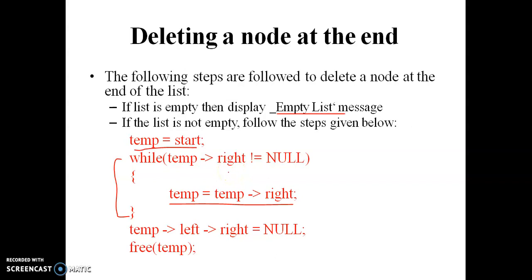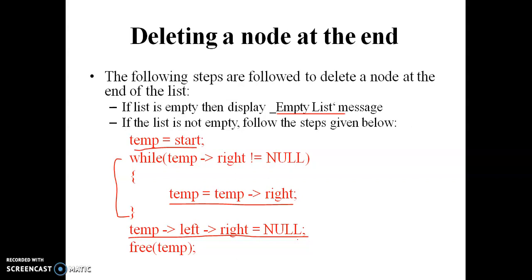Whenever the current node's next node is null, that is nothing but the current node's next node is the last node. Then you make the current node the last node, and the next node will be deleted from the memory. So you are making temp of left of right equal to null. Temp of left is the previous node of the temp. That is the previous node's right.